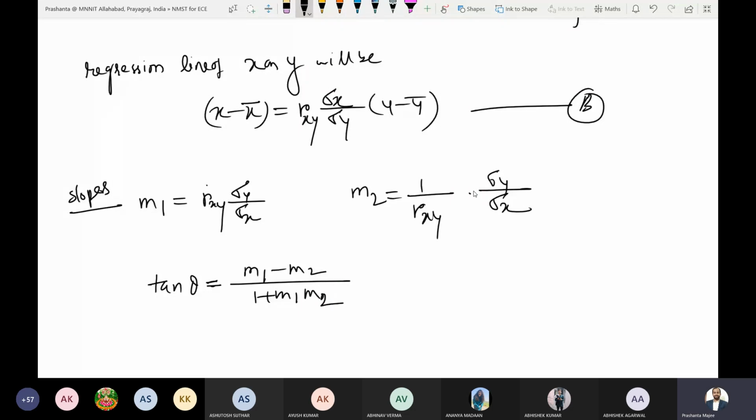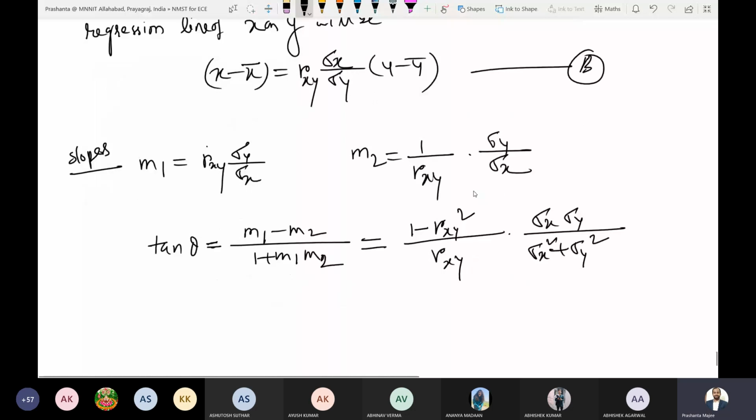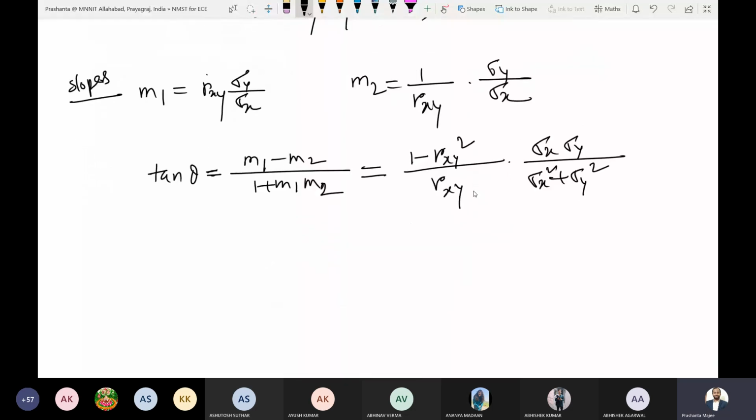So now you substitute the values of m1 and m2 and simplify. It is very easy. You know the values of m1 and m2, you only have to substitute them. So ultimately you will come up with this expression: 1 minus rxy square by rxy into sigma x sigma y by sigma x square plus sigma y square. Nothing is there, simple calculation. You substitute the values of M1 and M2 and simplify it. So that is the formula to find the angle between two lines of regression.